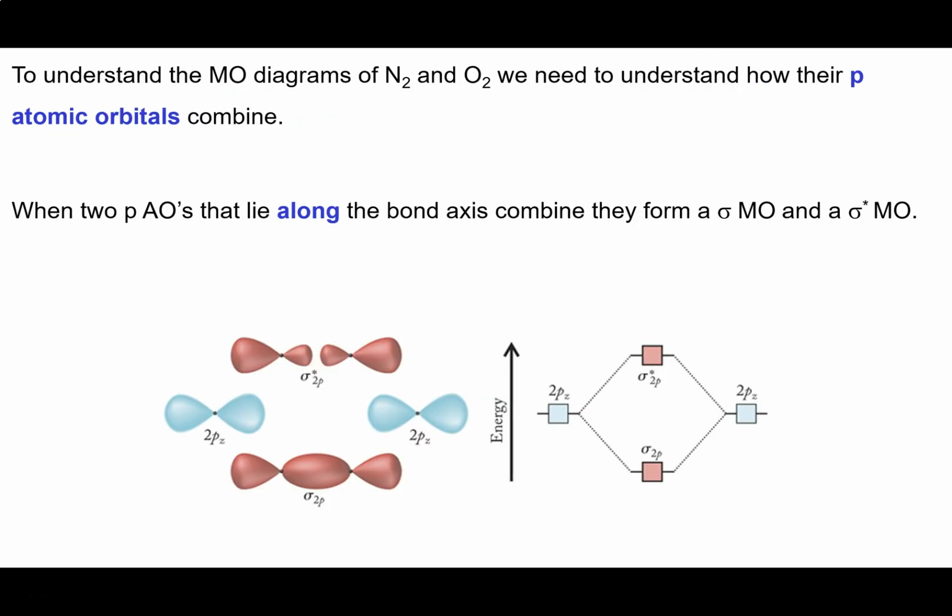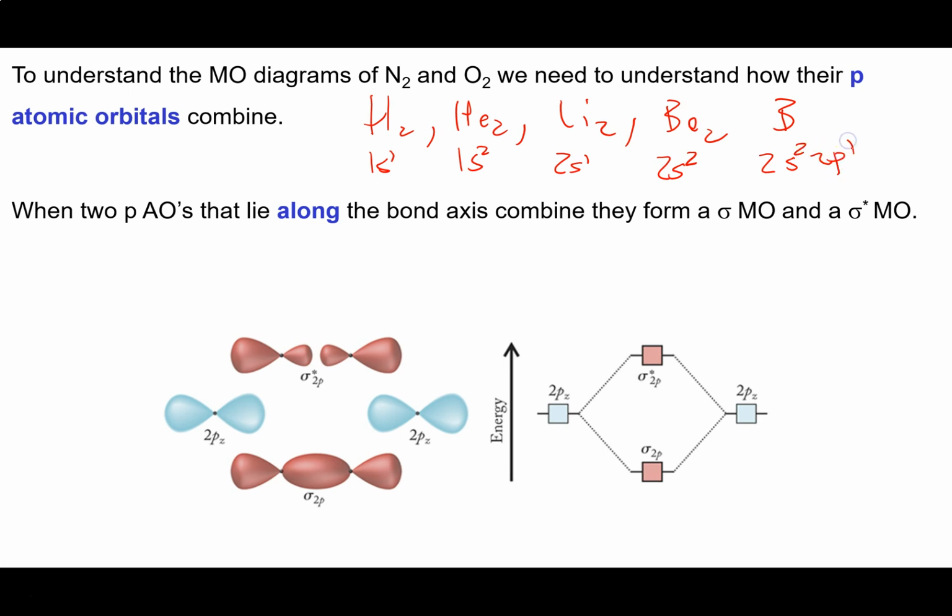Okay. Now, once we move beyond H2, He2, Li2, and Be2, we're then firmly into the p block. So hydrogen is 1s1, helium is 1s2. These are the valence electron shell configurations. Lithium is 2s1, beryllium is 2s2. When we get to boron, we have valence shell electron configuration 2s2 2p1.